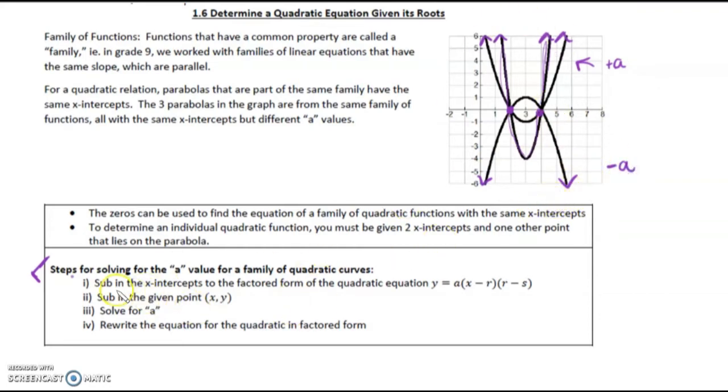Number one, sub in the x-intercepts into the factored form of the quadratic equation, and this is the factored form. We know that r and s are the factors. Then we sub in the given point, x and y, and solve for a. If it asks for the actual equation, we always want to rewrite the actual equation. Let's take a look at how this is actually done.